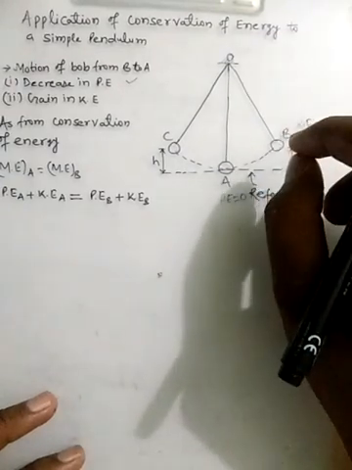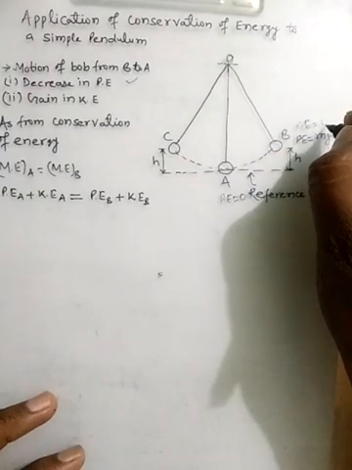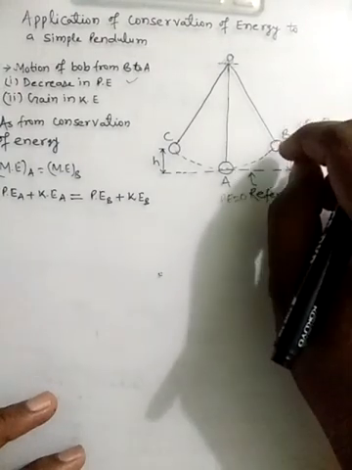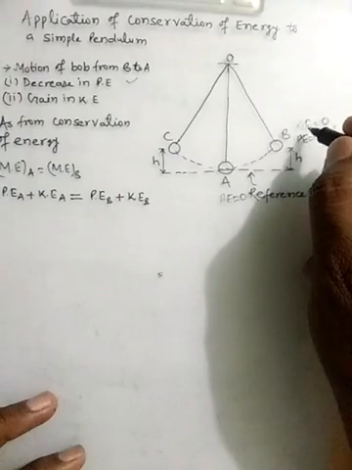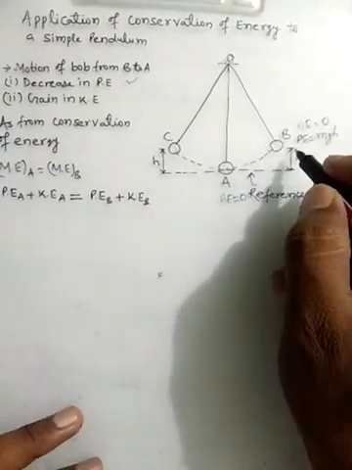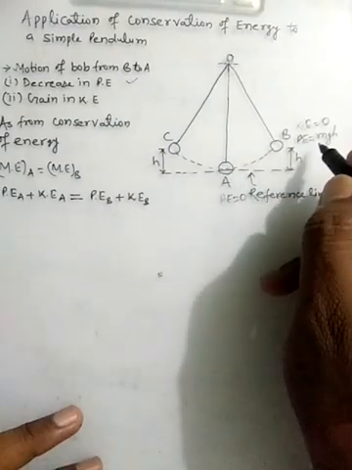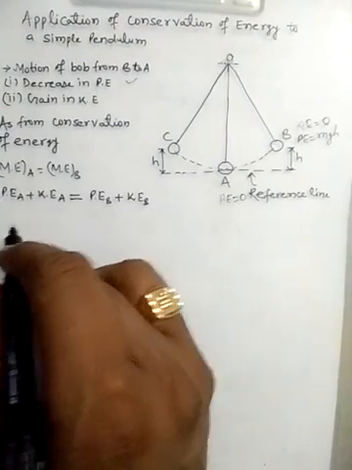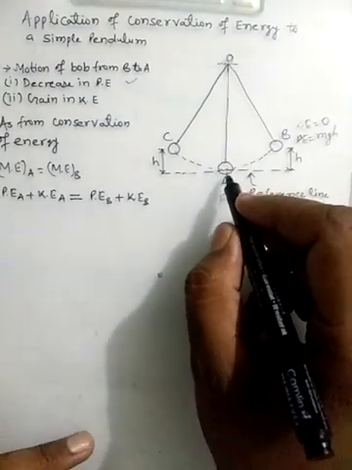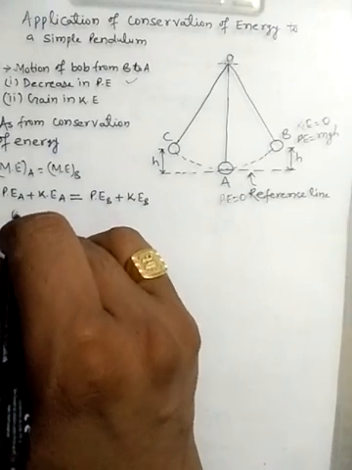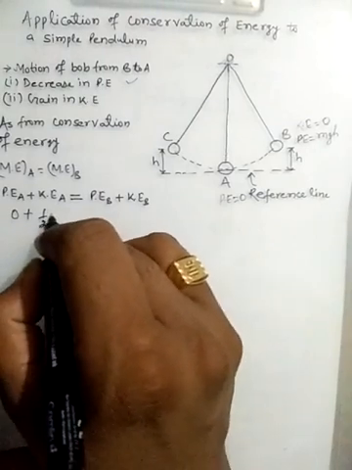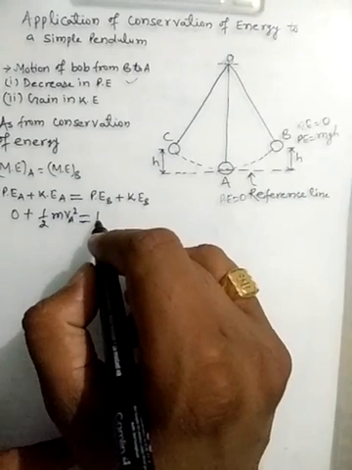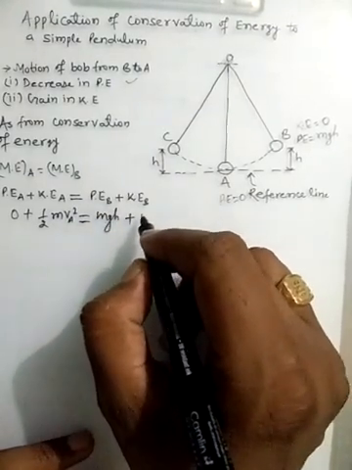At point B, the bob is at rest. Therefore, the kinetic energy of the bob at point B will be 0. When the bob is released from rest from point B, there is a gain in kinetic energy, which is equal to the loss in potential energy. Therefore, from this equation we can write: at point A, the h is 0, therefore potential energy will be 0 at point A, and kinetic energy will be equal to half m vA square. This will be equal to potential energy at point B, which is mgh, and the kinetic energy at point B will be 0.